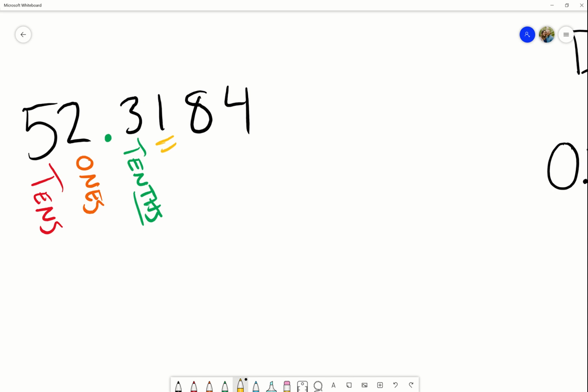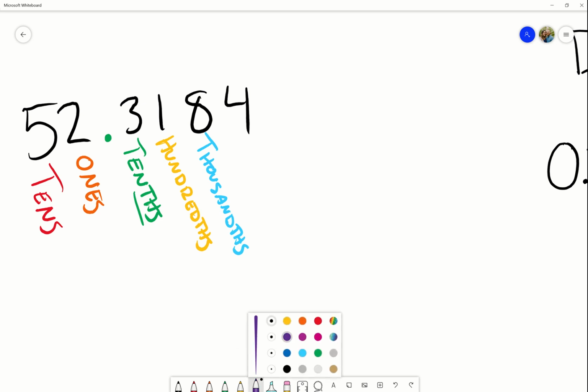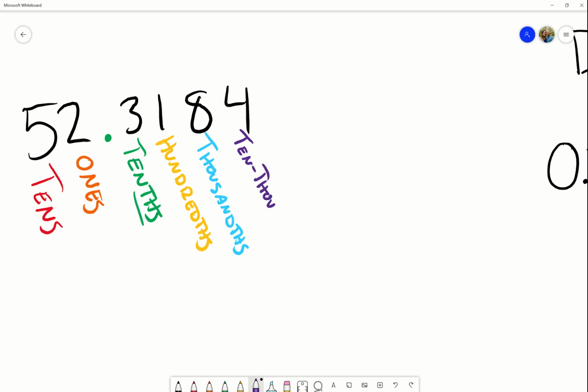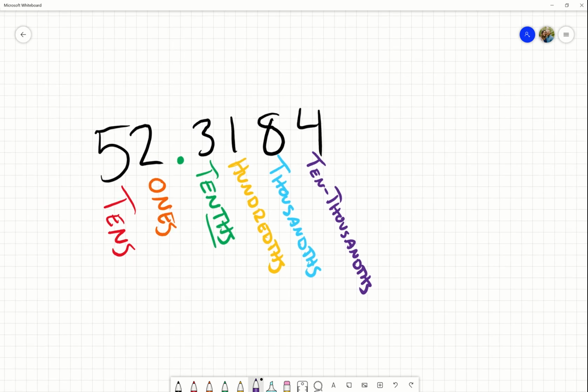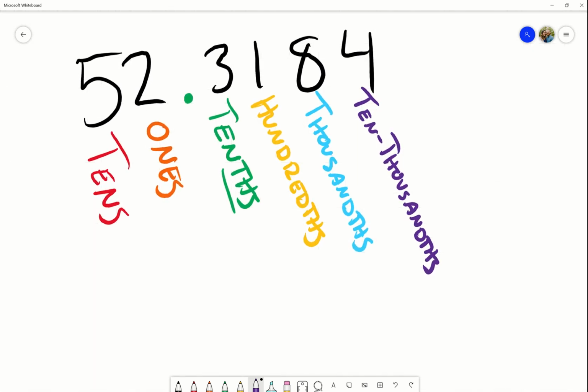This 1 is in the hundredths. This 8 is in the thousandths. And this 4 is in the ten thousandths. This would be something to write down. If you were someone who was taking good notes, I would write this down right here so that you can have a gauge as to where our numbers are coming from.